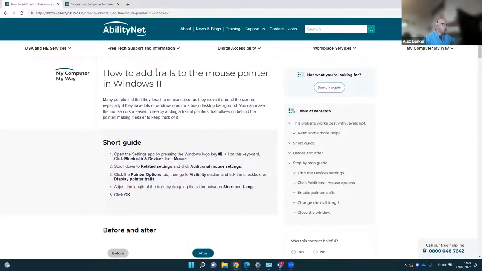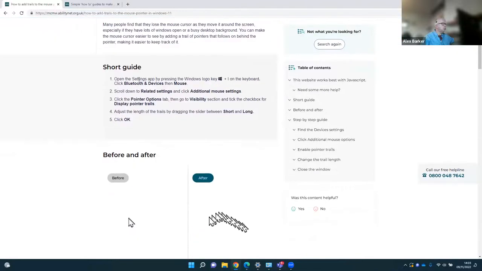Okay. So we're not going to actually demonstrate this, because when you're screen sharing, it doesn't make any difference, so you can't see what's happening. Just to have a look, say we wanted to add trails to the mouse pointer in Windows 11. There is a short guide that says open the Settings app by pressing the Windows logo key. And it tells you what to do.